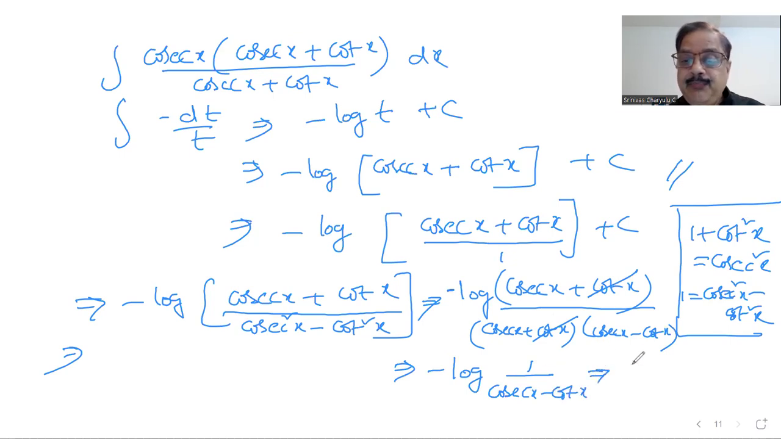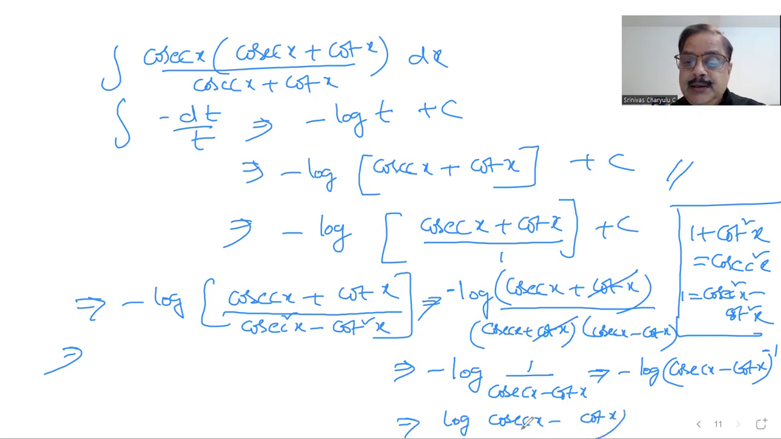This can be written as minus log, this entire thing brought to the numerator, cosecant x minus cot x whole to the power of minus 1. Now the logarithmic formula, what we learned in the previous sum: this minus will go to the top and make it plus. So log cosecant x minus cot x plus c. Okay. So some special techniques we have to use and then do the sums. Okay. Next.